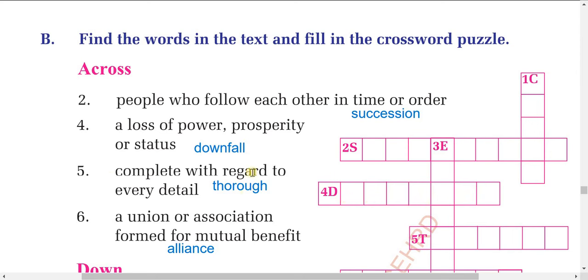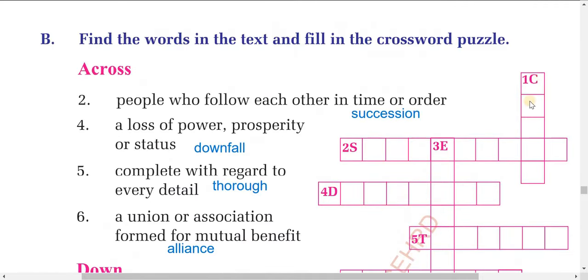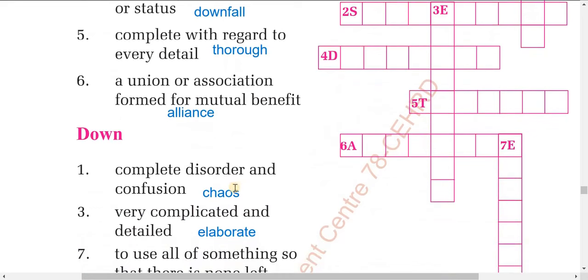Now five: complete with regard to every detail. This is starting from T. Thorough, T-H-O-R-O-U-G-H. Now six: a union or association formed for mutual benefit. Alliance, A-L-L-I-A-N-C-E. Now down: complete disorder or confusion. Chaos, starting from C, C-H-A-O-S.